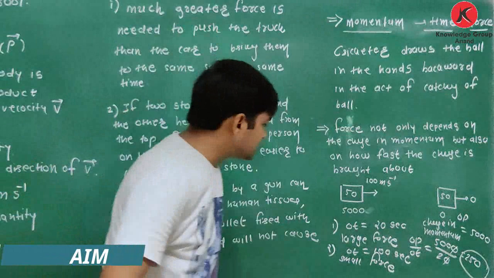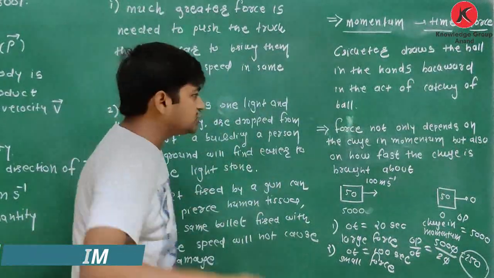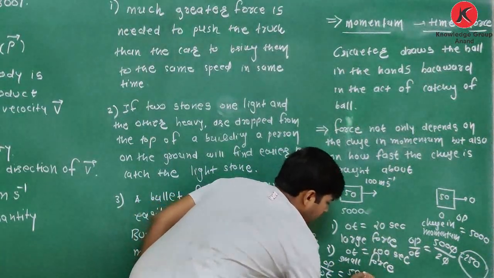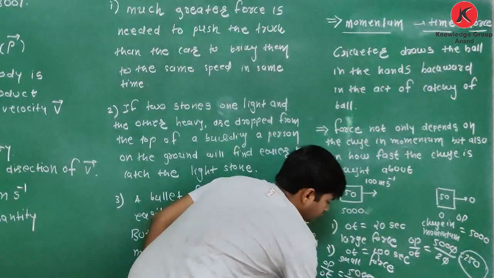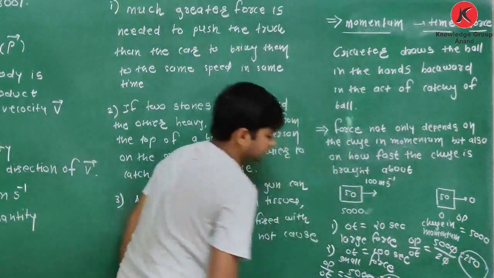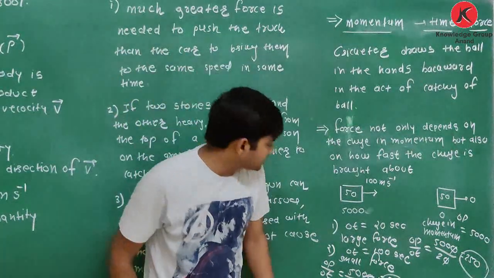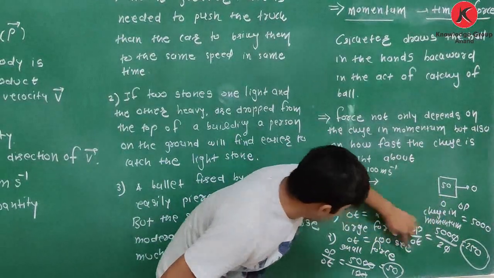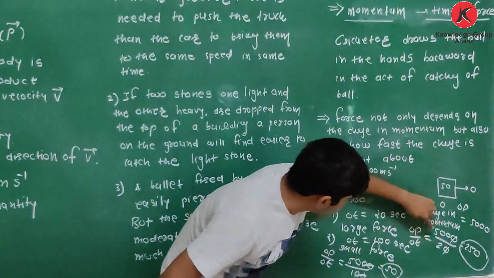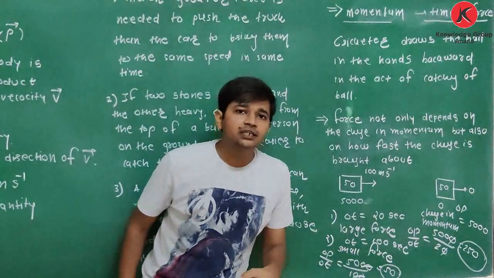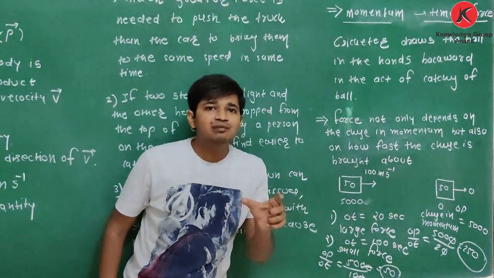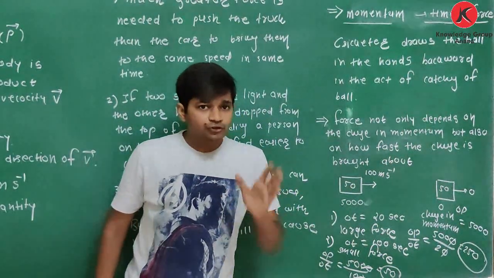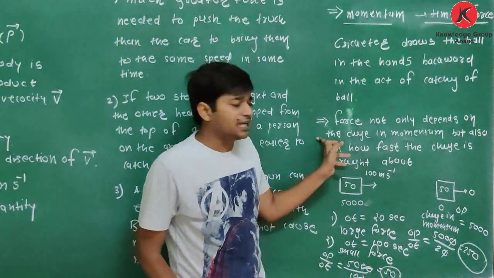So see, in this case, what is the rate of change of momentum? Delta p upon delta t. It is 5,000 divided by 100, then it is 50. Clear about this? See, in both cases, change in momentum is 5,000. But for this change in momentum, it takes different time.